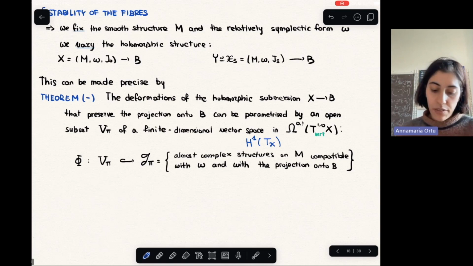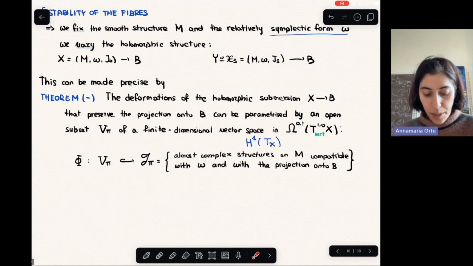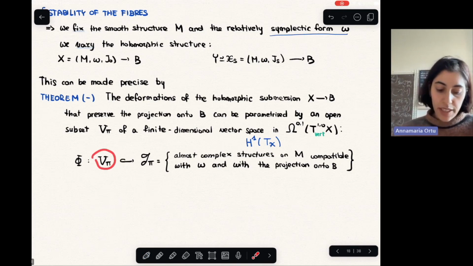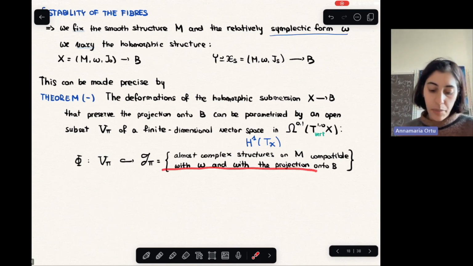But here, since we also have this compatibility with the Kähler form, it's not precisely the first cohomology of the holomorphic tangent bundle. It also has to take into account the compatibility with omega, but it's essentially this. And so we have a map that maps from this finite dimensional space to the space of almost complex structures that are compatible with omega and also preserve the projection onto the base.